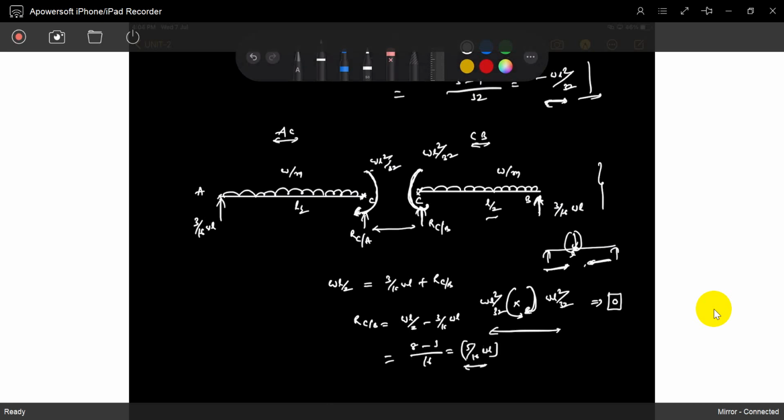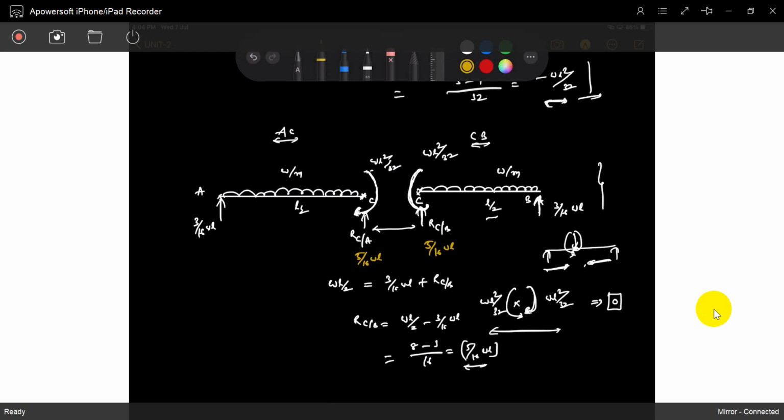5 by 16, so the same thing for RCA also. So now if you see, this is 5 by 16 WL and this is 5 by 16 WL. So combined what will you get? 10 by 16. So half will balance CA, half will balance CB. This is the writing of free body diagrams. Every free body diagram is in self equilibrium.